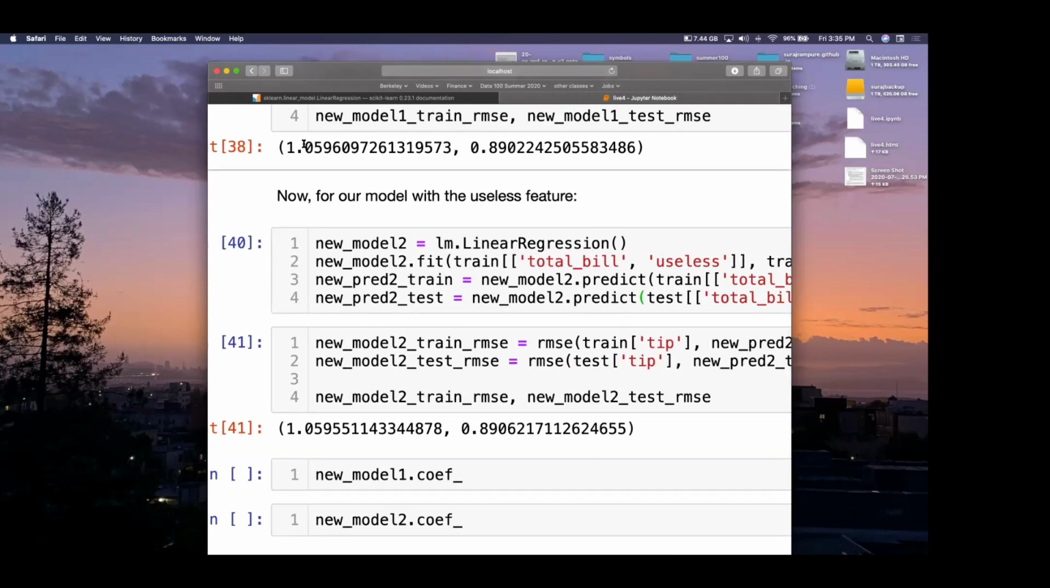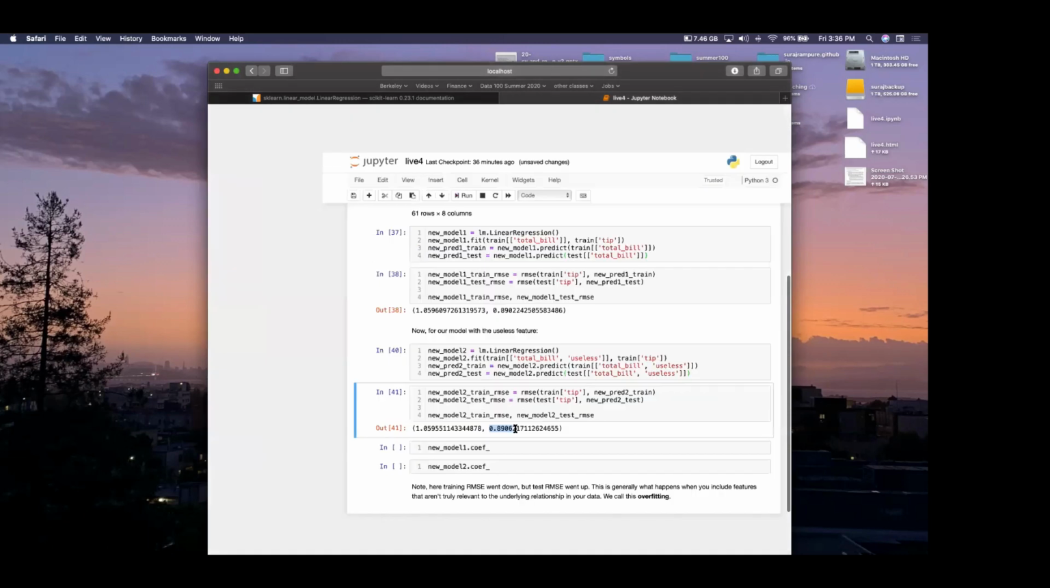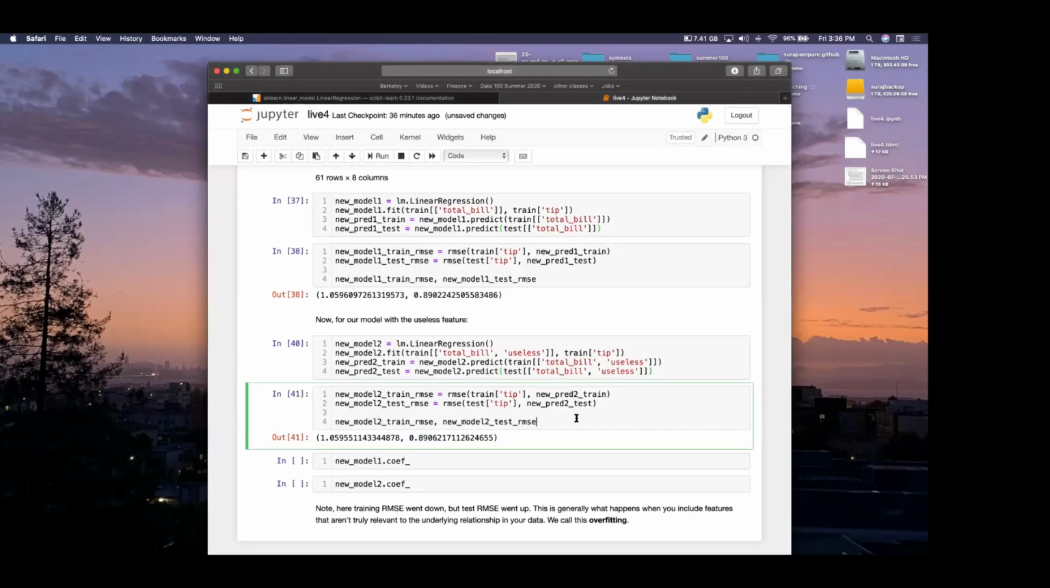So we have 0.0596 versus 0.595. So the training RMSEs decreased. The testing RMSE increased though, right? So the RMSE on our testing data went from 0.8902 to being 0.8906. So when we're looking at testing data, adding more features can make your model worse. And that's why you need to be cognizant of what features you're adding, and you have to make sure that you're only adding useful features.